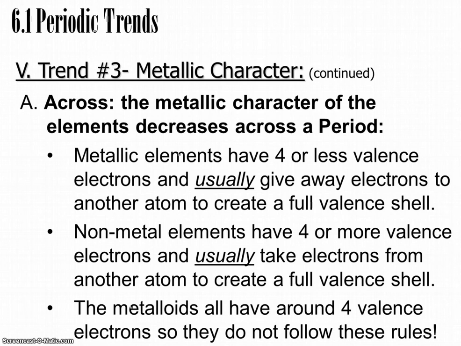The third trend we need to know about is metallic character. Metallic character has to do with whether an atom is a metal, a nonmetal, or a metalloid. The trend going across is that the metallic character of the elements will decrease across a period. The reason why is that metallic elements, ones that are classified as metals, typically have 4 or less valence electrons, so they will choose to give away electrons to other atoms. However, nonmetal elements are the opposite. They have 4 or more valence electrons and will usually take electrons from another atom. The metalloids, or semimetals, all have around 4 valence electrons, 3 or 4 or 5, and so they do not follow these rules exactly.